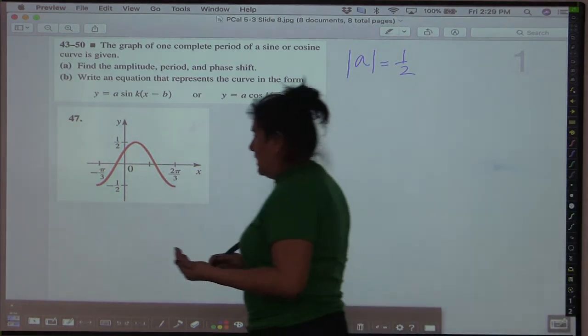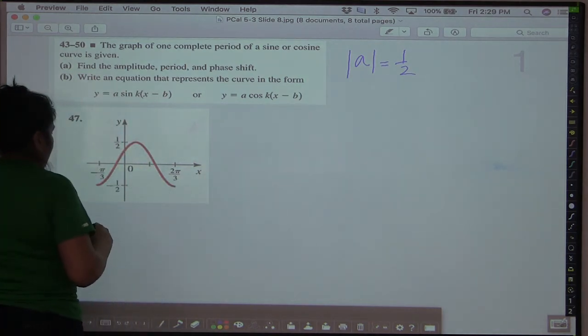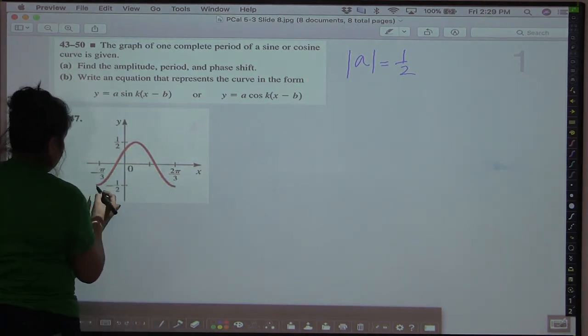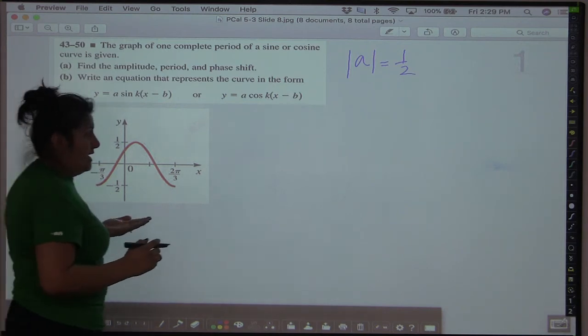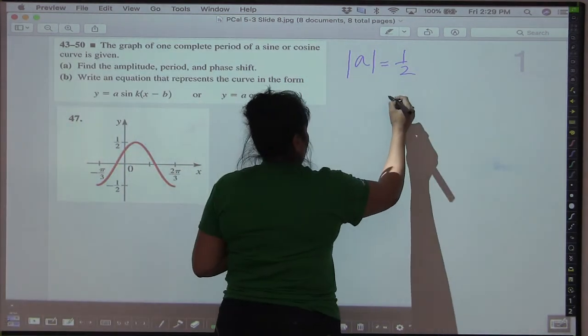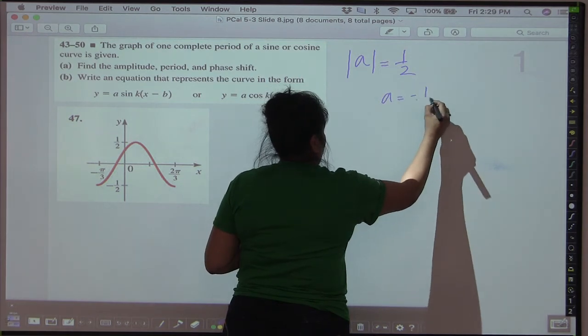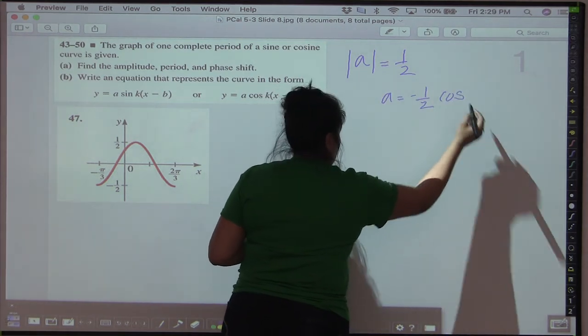It looks like a cosine curve, and normally a cosine curve starts at its max, but it's starting at its min, so I think this is going to be a negative cosine curve. So if anything, you're going to get A equal to negative 1/2, and then we're going to have cosine.